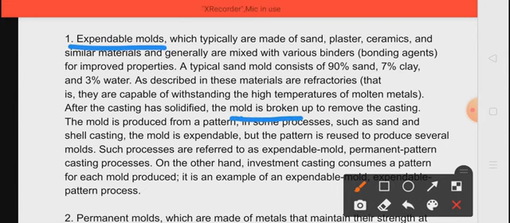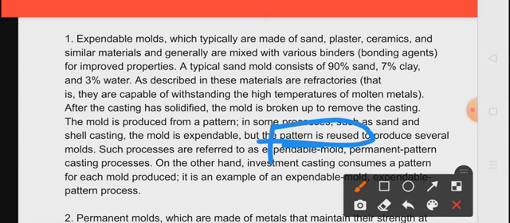Expandable molds are broken after the solidification of the casting. To remove the casting, the mold is produced from a pattern in some processes such as sand and shell casting. The mold is expandable but the pattern is reused. Means the pattern is made from metal, so the pattern can be reused, but the expandable molds are made from sand, plaster of Paris or ceramic, so they can be broken up to remove the casting.